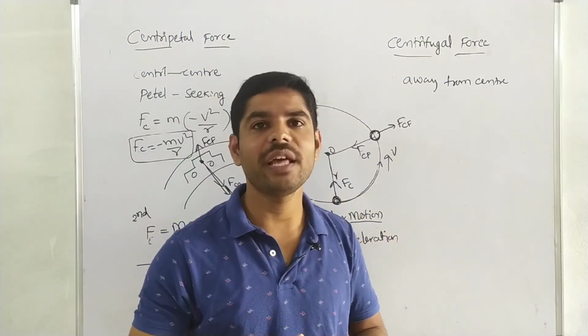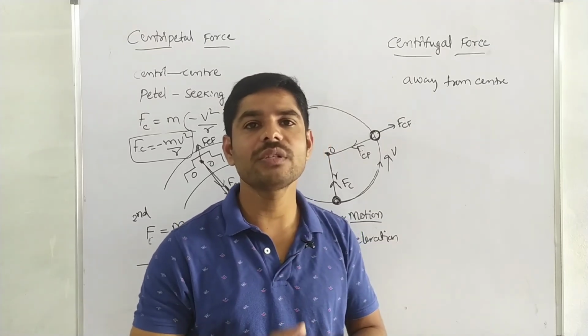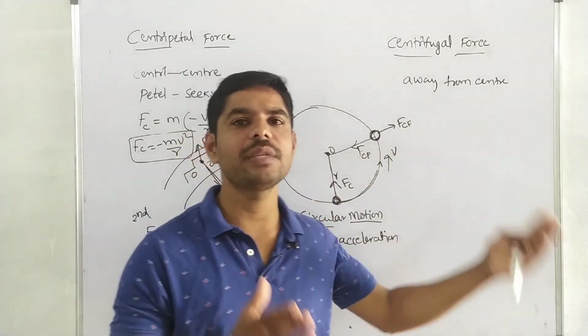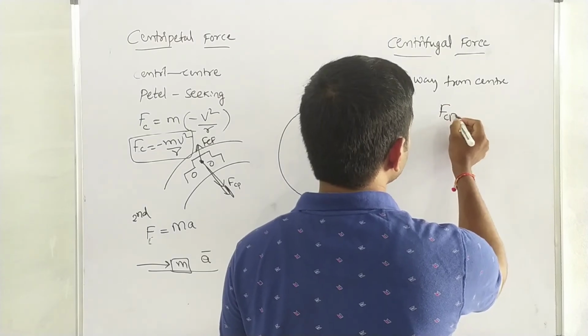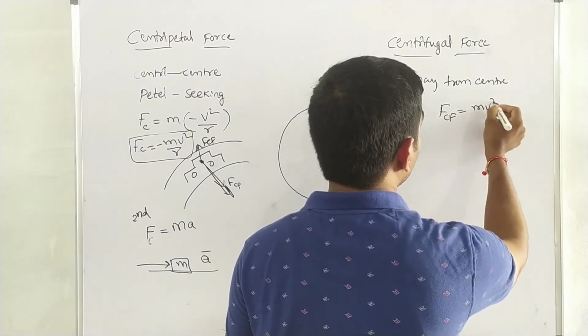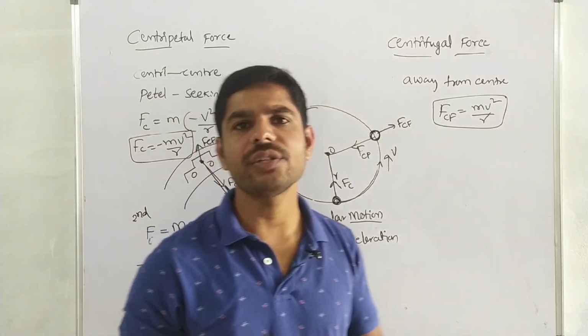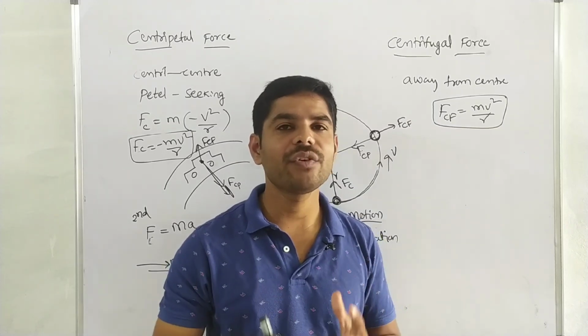We have read about inertia of direction already, but here also the centrifugal force is involved. What does centrifugal force mean? It is always acting away from the center. We can say the total force of the centrifugal force can be written as mv square by r. Here it is a plus, while that was a minus sign, which shows the difference. So this is about centripetal force and centrifugal force.